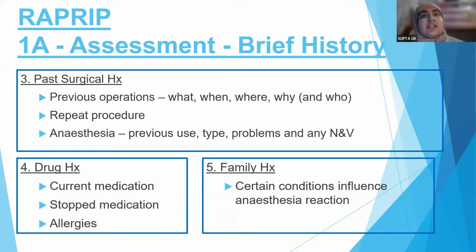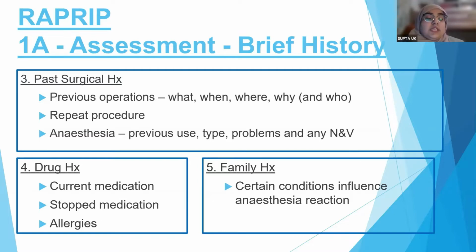So do you have an allergy? Yes. What type? Does it cause anaphylaxis, or do you get skin rashes or feeling nauseous and sick? Because that can sometimes impact an anaesthetist's decision whether they use a certain medication or not.